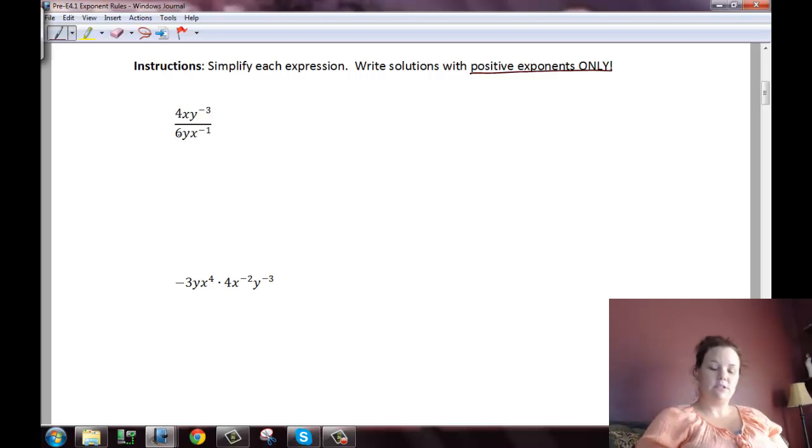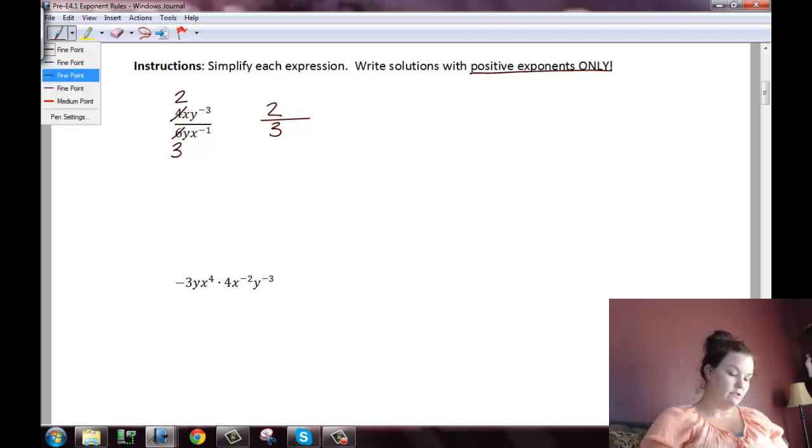So in this case, I want to simplify my numbers as much as possible. Okay, they're both divisible by 2. So 4 goes into 2 2 times. 2 goes into 6 3 times. So my numbers just become 2/3. And then I want to combine my x's into one spot and my y's into one location. Okay, so I'm going to do them separately.